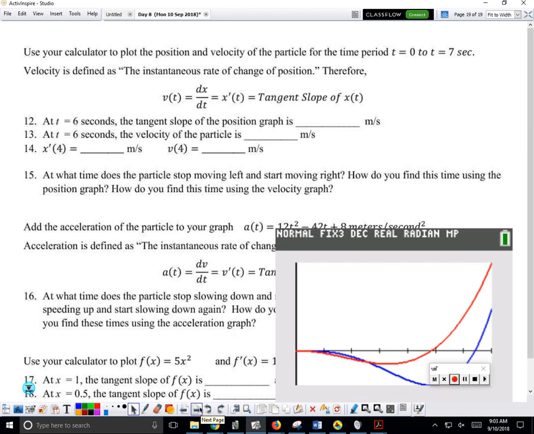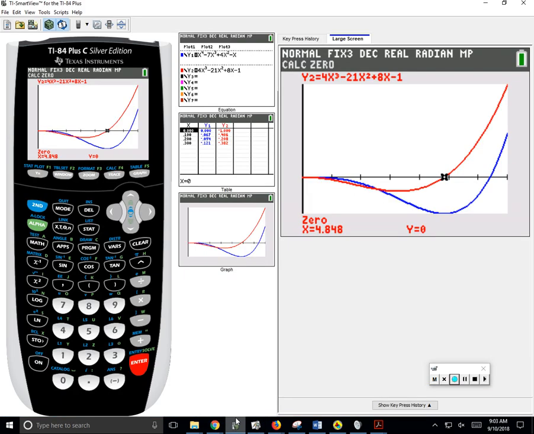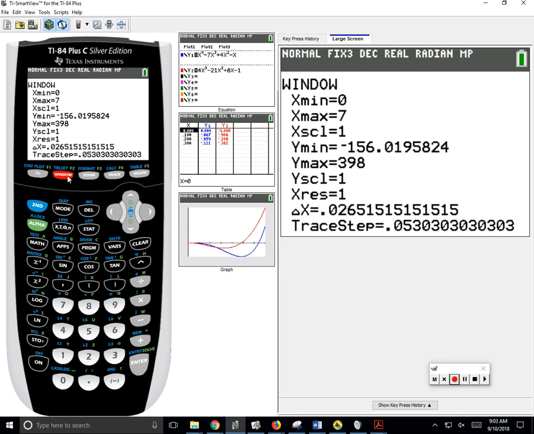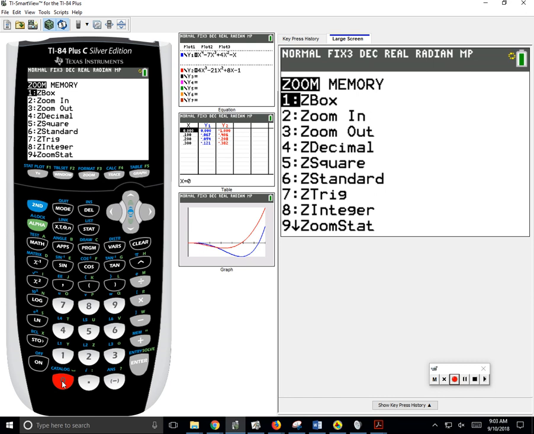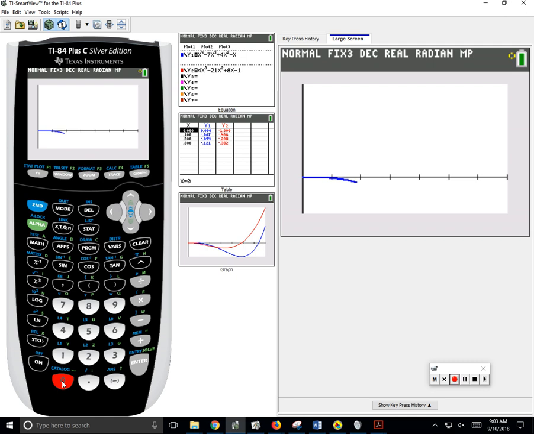Okay, we want to change the window from 0 to 7. So same formulas but new window. Is the X max that we're changing? Right, so I hit window, leave my X min at 0, change my X max to 7, zoom fit again. Questions? Okay, cool.